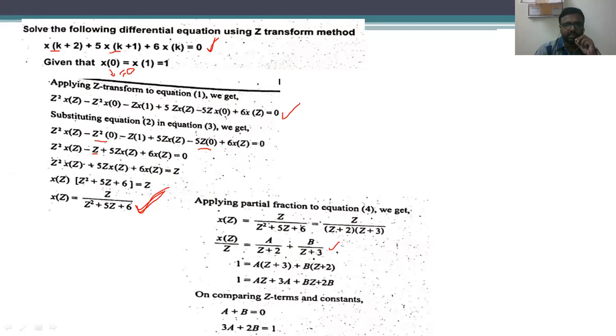So after calculating this and comparing the z terms and constant terms, we are going to get two different equations. That is, comparing the z terms on both sides, we have a plus b is equal to 0, and for constant terms we have 3a plus 2b is equal to 1. Right? Because on the left hand side we have only the constant value 1, and the z coefficient is 0. So we have obtained two relations for a and b by comparing z terms and constant terms.